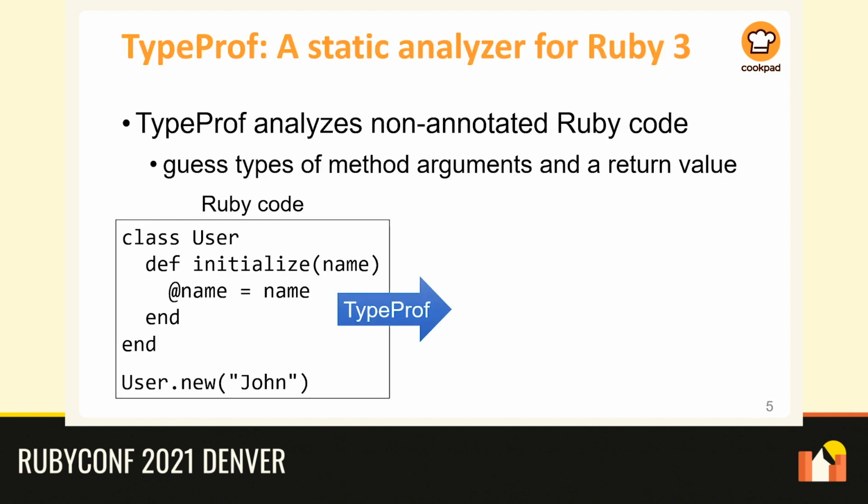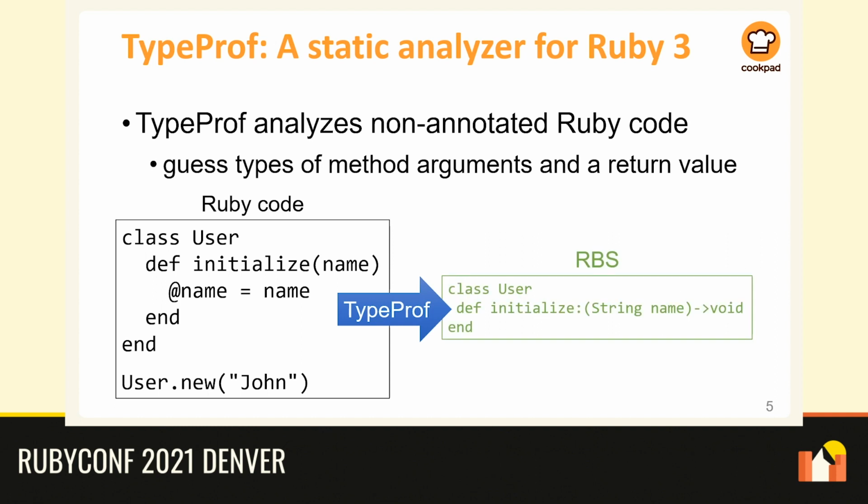So first is TypeProf. This is a static type analyzer for Ruby. The basic feature of TypeProf is the type inference of Ruby code. For example, consider this Ruby code. It defines a User class which has an initialize method and creates its instance. This code is very plain. It has no type annotation, just as you usually write. When you feed this code to TypeProf, it guesses method signatures and outputs them in RBS format.